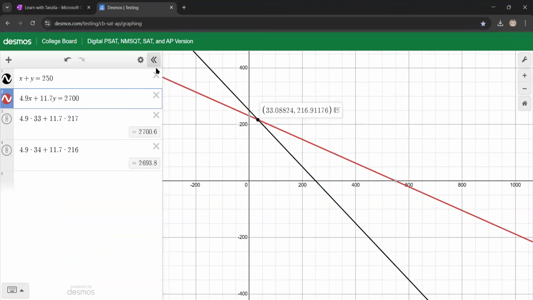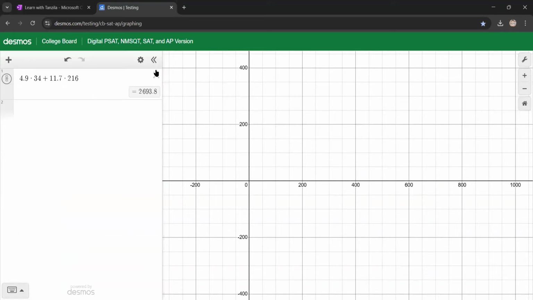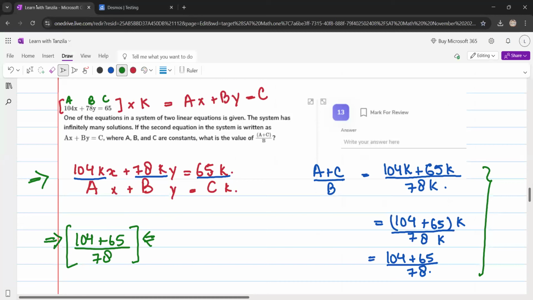Now, how would you do it? You will look at the equation and you'll just open up Desmos. You'll do 104 plus 65 over 78. Your answer is 216. You can change it to a fraction here. 13 over 6. Write 13 over 6 in your answer.